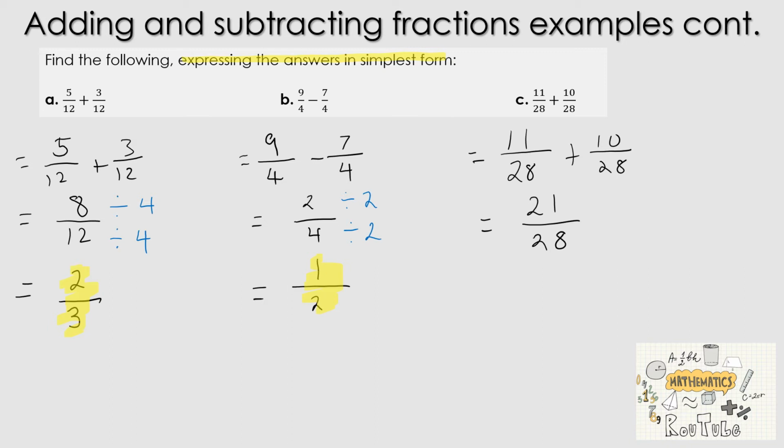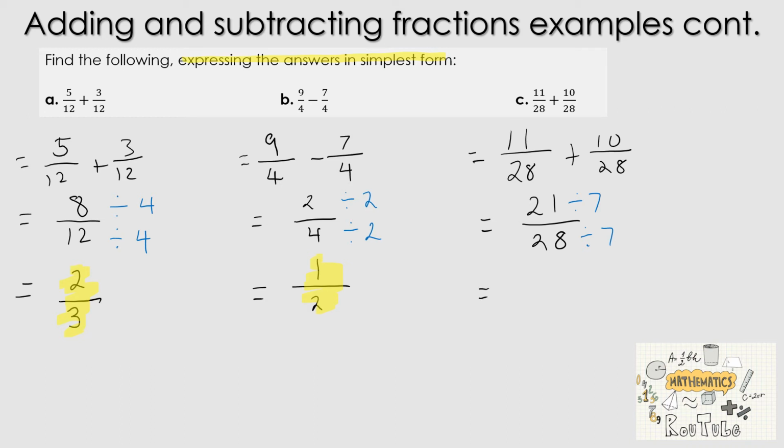So what number goes into both 21 and 28? Hopefully you can identify that that is 7. So 7 goes into both 21 and 28. So we divide both the numerator and the denominator by 7.